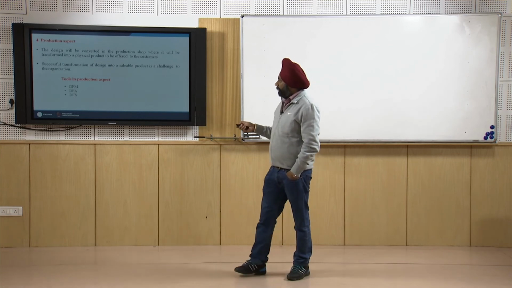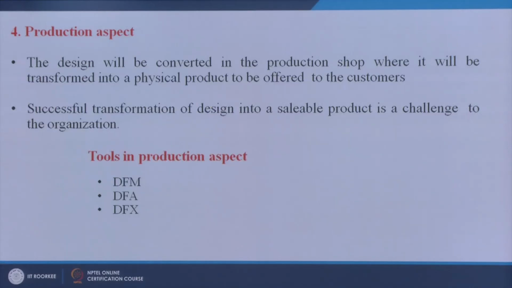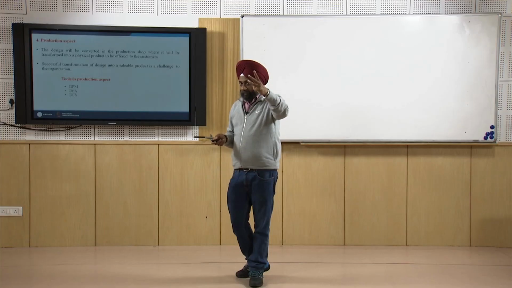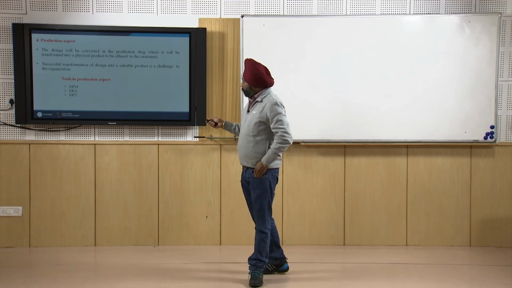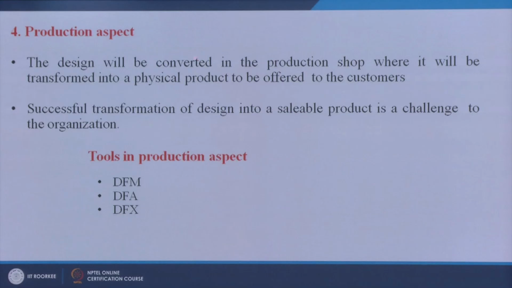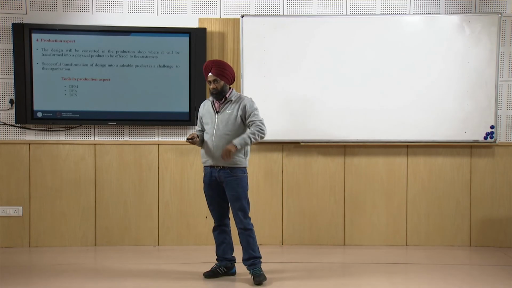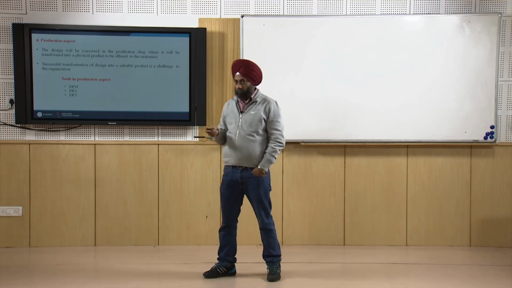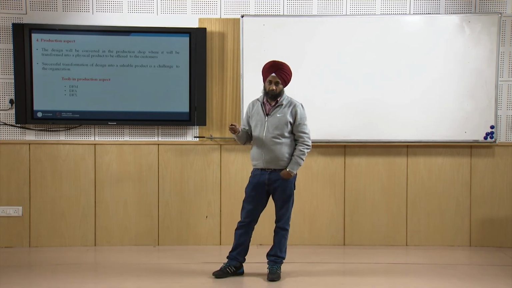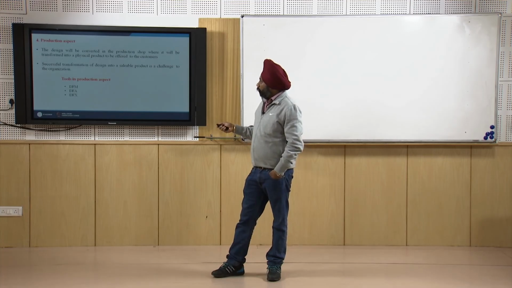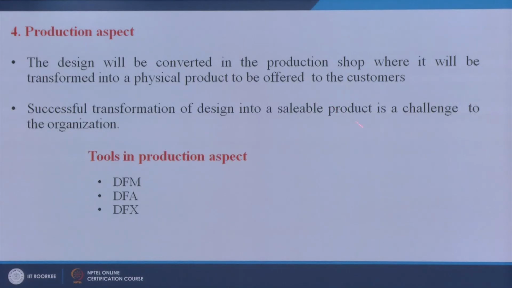Then the last part is the production aspects. We have seen the first three, that is marketing aspects, product characteristics, and the economic aspects. The last are the production aspects. The design will be converted in the production shop, where it will be transformed into a physical product to be offered to the customer. So the idea can now be converted into the product using standard manufacturing processes, sometimes advanced manufacturing processes also. The successful transformation of the design into a saleable product is a challenge for the organization.